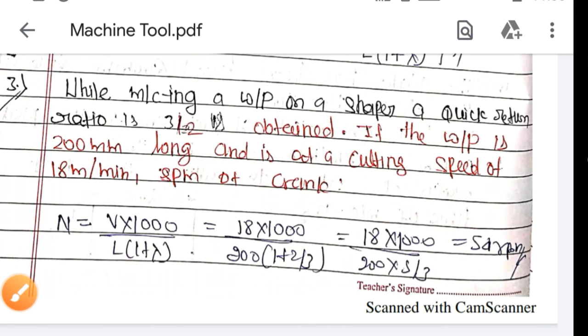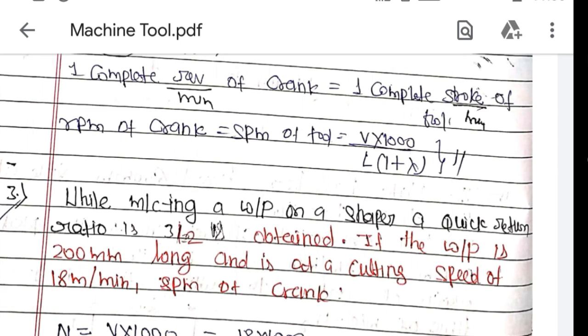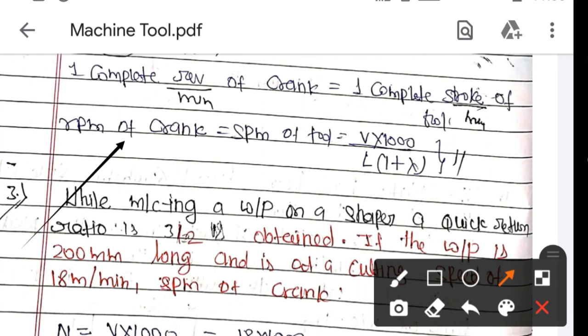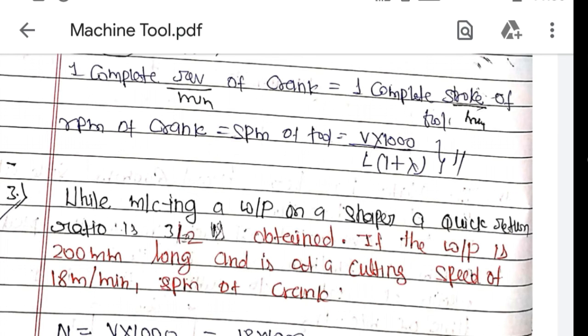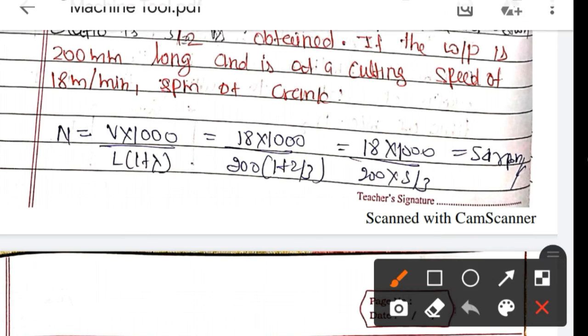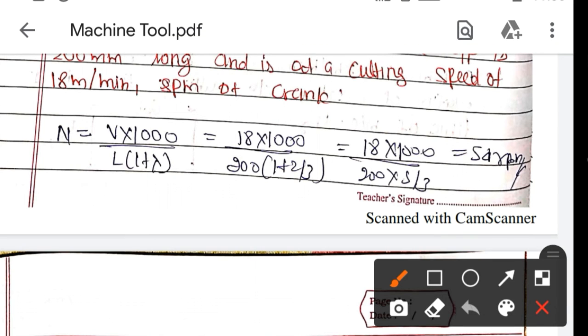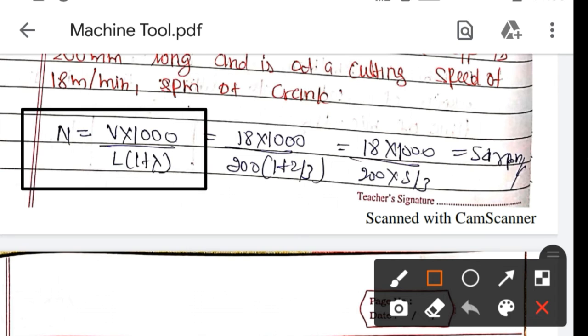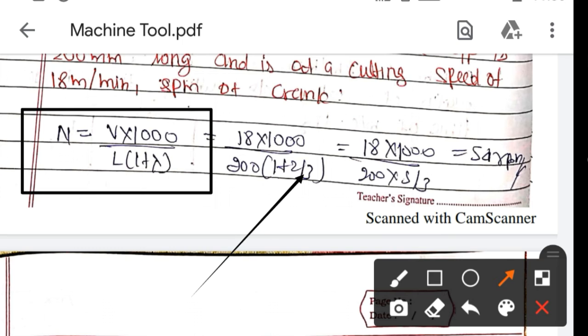Right now we have just discussed one relation here: RPM of the crank is equal to strokes per minute of the tool, equal to this formula. With the help of this formula, we have to find the SPM of the crank. So just substitute all the data, everything is given here. You only need to keep one point in mind, that lambda should be less than 1. In the question it is given as 3 by 2, but while writing in the formula, you have to write it as 2 by 3, because it should always be less than 1. And then the answer will be 54 RPM.